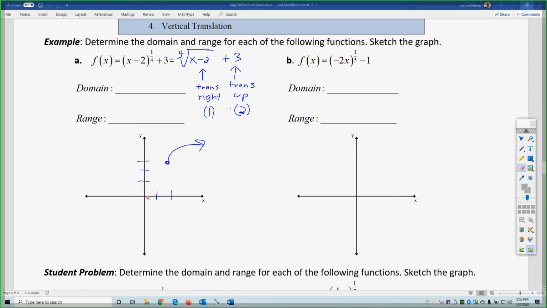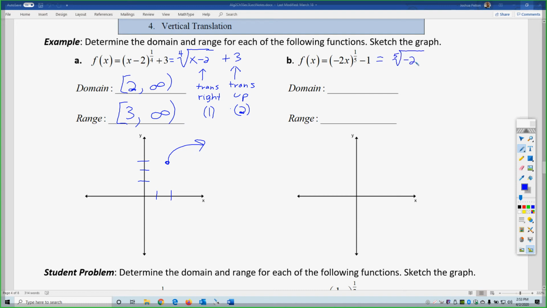So what is the resulting domain and range? Well, the farthest I can go left is 2. I can get there, so I put a bracket, and I go to infinity. The farthest down I can go is 3, which I can get to, so I put a bracket, and it goes up to infinity.